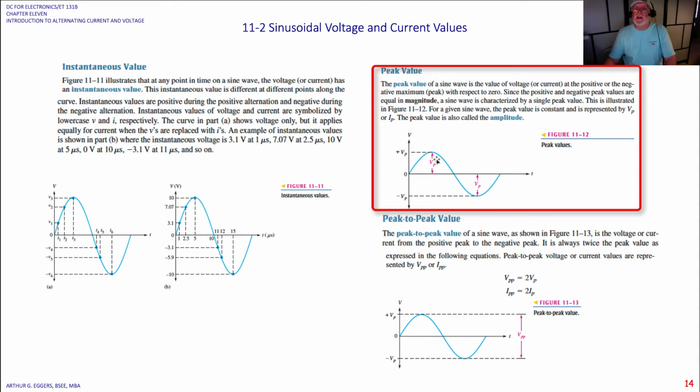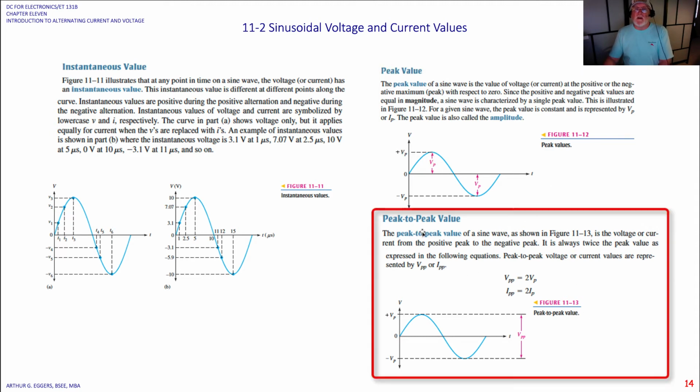Since the positive and negative peak values are equal in magnitude, a sine wave is characterized then by a single peak value. So you can see it as plus or minus 10 volts, okay? As illustrated in the diagram, for any given sine wave, the peak value is constant and represented by capital V sub P or capital I sub P. The peak value is also called the amplitude. So it's not a measurement with any time value, it's just the maximum value.